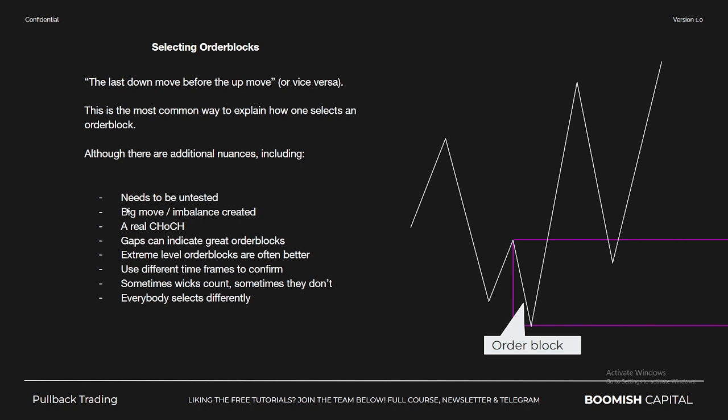Additionally, the next thing is a big move with an imbalance created. If you have this downtrend and then a sudden super big spike up, this is going to want to get filled. This entire imbalance area is going to want to get retested and mitigated, and ultimately that will result in this order block also wanting to get tested, and your orders will get filled there.